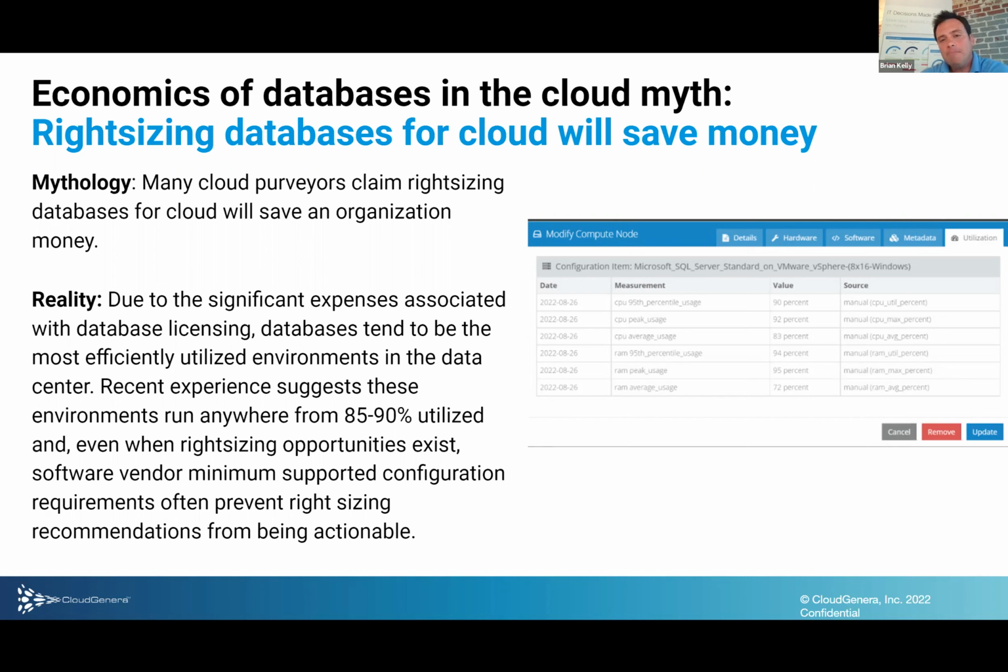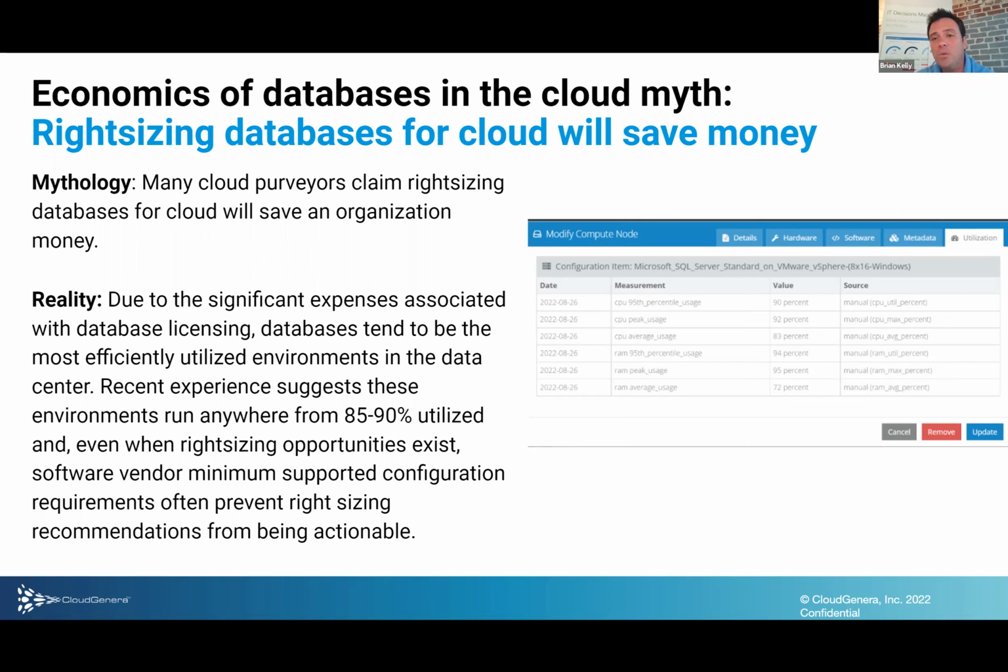But let's say we did want to go down this path, and we recognize that we have highly utilized infrastructure, but there's a little bit of headroom. The example we're going to walk through is a database workload where 95th percentile CPU usage is about 90%. Peak usage is about 92%. On average, it's using about 83% of the CPU. And for the same database workload, the 95th percentile in RAM is 94%. Peak RAM is 95%. Average is 72.